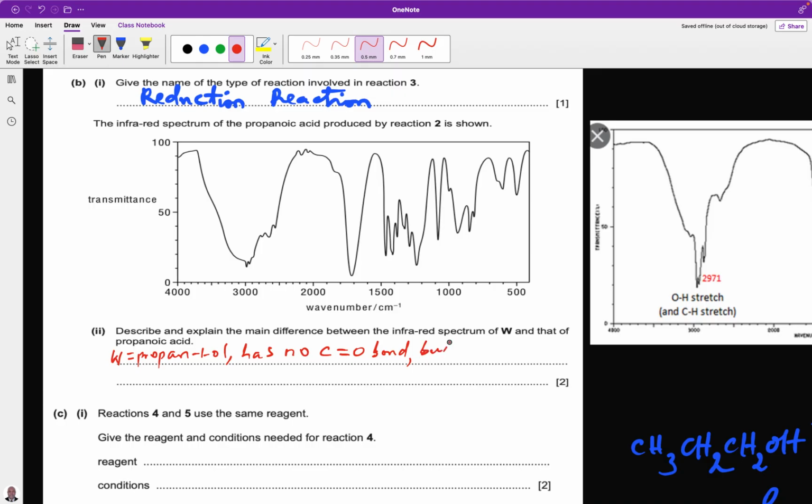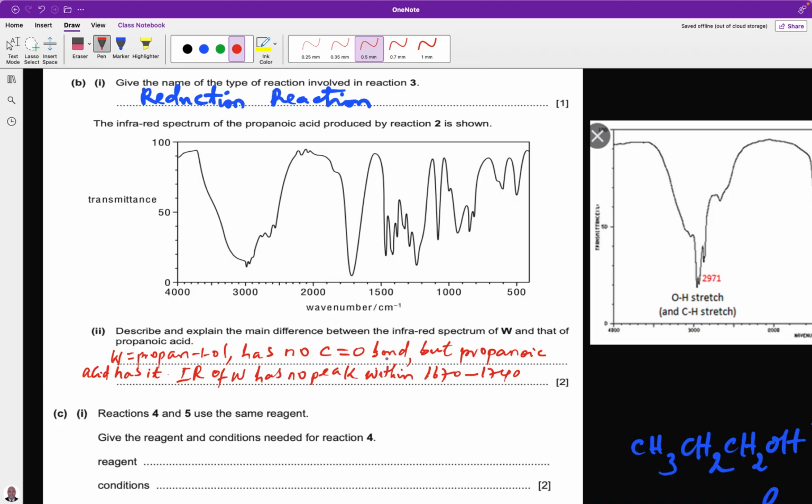But propanoic acid has it. Then I can say the IR of W has no peak within the 1670 to 1740 absorption range.